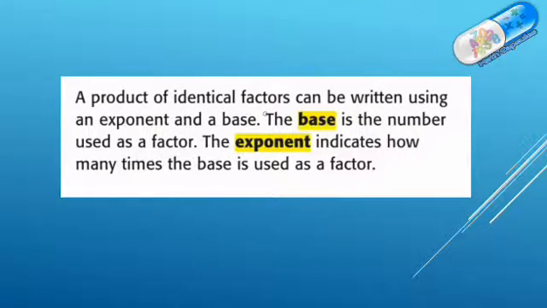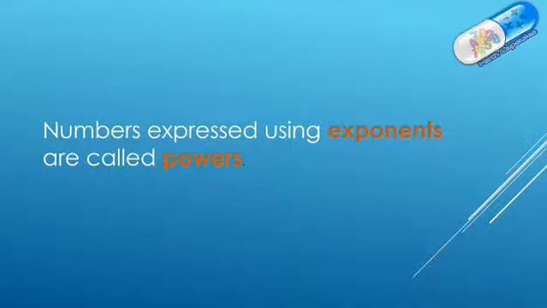A product of identical factors can be written using an exponent and a base. So the base is the number used as a factor, which was 3 here in our example. The base was 3, and the exponent indicates how many times the base is used as a factor, so it was 6. Numbers that are expressed using exponents are called powers. So in our example, 3 power 6. Again, 3 is the base and 6 is the exponent, and 3 power 6 as a whole like this is called power. So 3 is the base of the power and 6 is the exponent of the power.